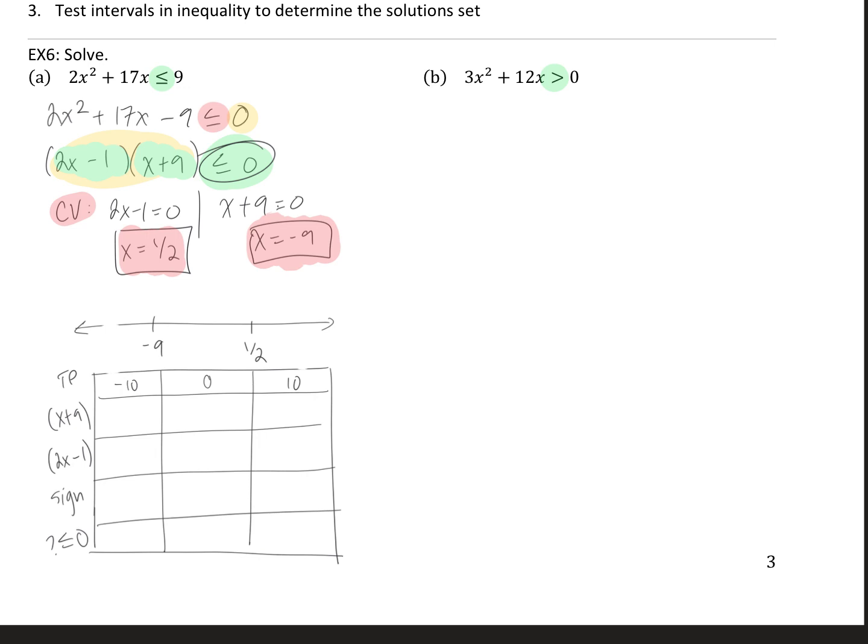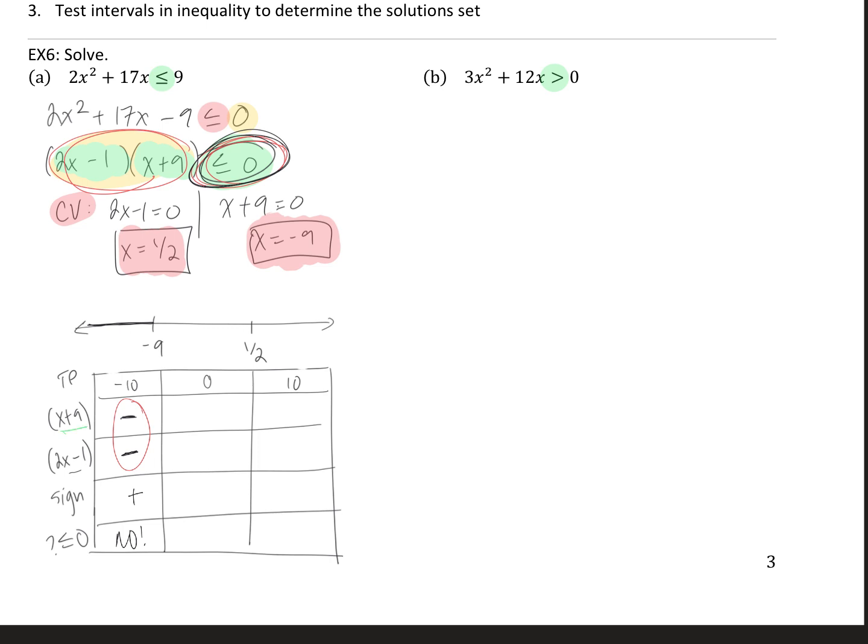So we're going to go ahead and plug -10 into x plus 9. What would I get? Right now, all I care about is the sign. So that's going to be a negative number. Then if I plug it into 2x minus 1, what sign would that give me? That would give me a negative as well. And again, remember my goal? I'm trying to multiply these two together to get something less than or equal to 0. So I'll multiply these two signs together. What would I get? I get a positive. Again, all I'm caring about at the moment is the sign, less than or equal to 0. That's a positive. Is that less than or equal to 0? No, it's not. So this part right here is not going to be part of my solution set. Let's go ahead and move on to 0 and test that.